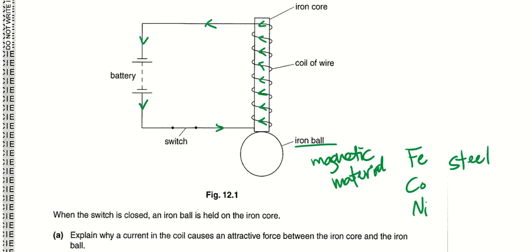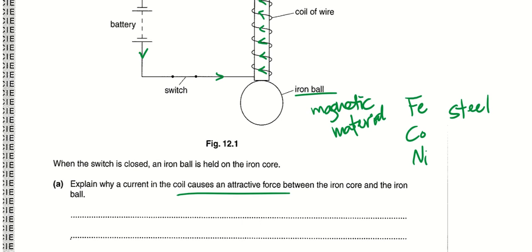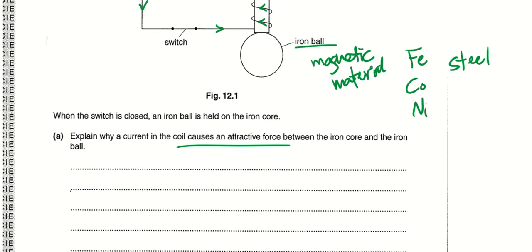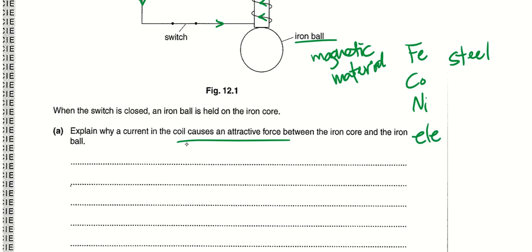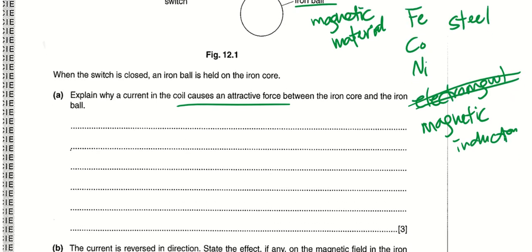Okay, so explain why a current in the coil causes an attractive force between the iron core and the iron ball. So this is concepts linked to electromagnetic. It's linked to magnetic induction. Okay, let's look at the answer.